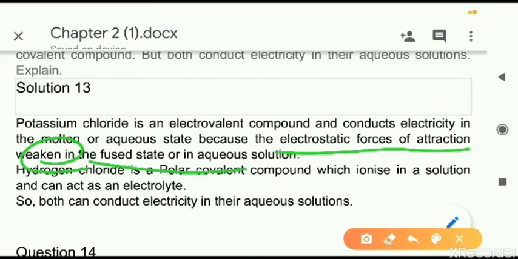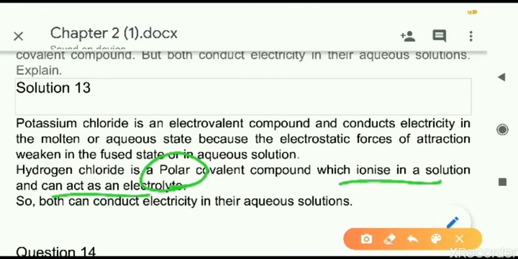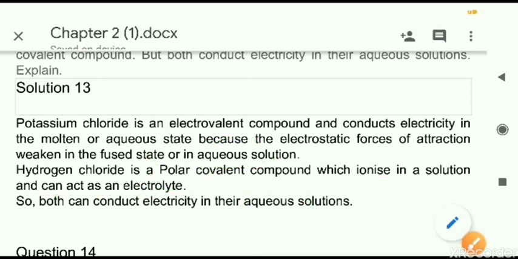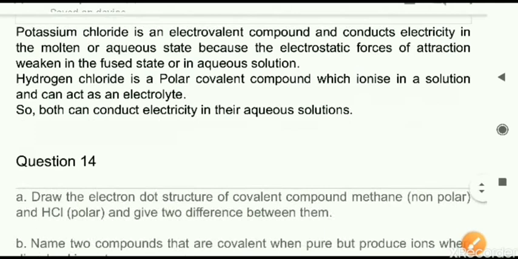Whereas HCl also conducts electricity. Why? HCl is a covalent compound, but it is a polar covalent compound. And I told you earlier in the class, polar covalent compounds can conduct electricity. That is an exception. Because of the polarity, they can ionize and conduct electricity when in aqueous solution. You have to remember both things: ionic as well as polar covalent compounds conduct electricity, but in aqueous solution only.